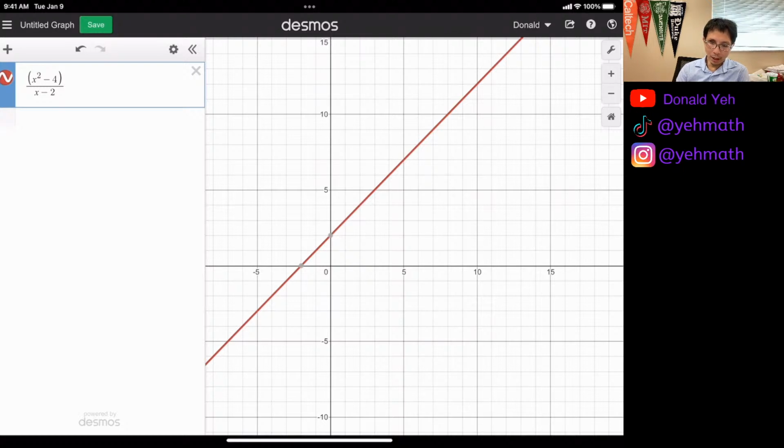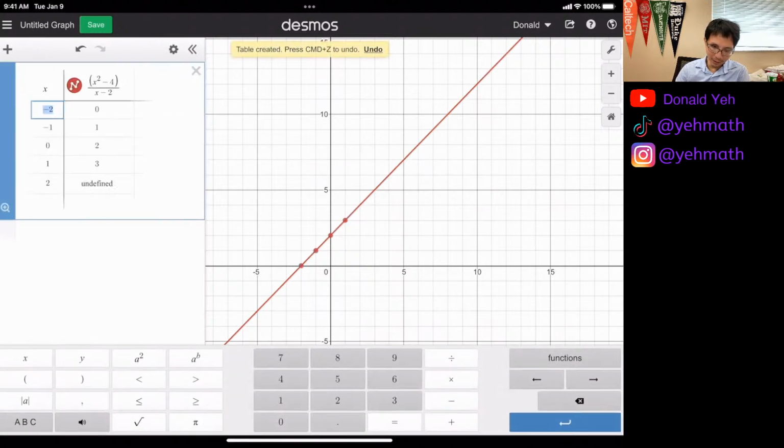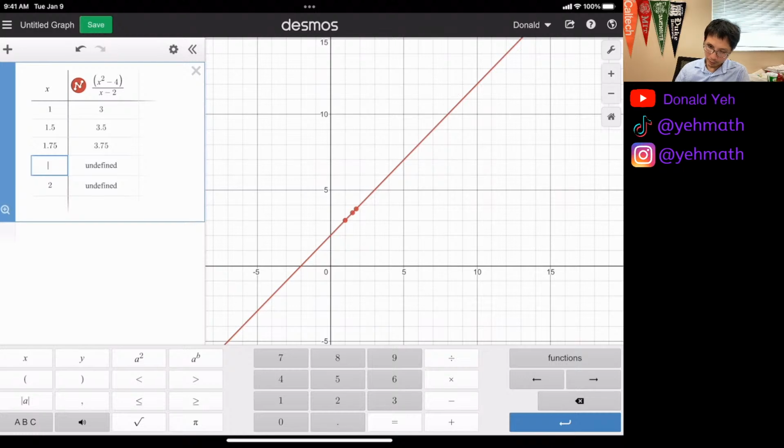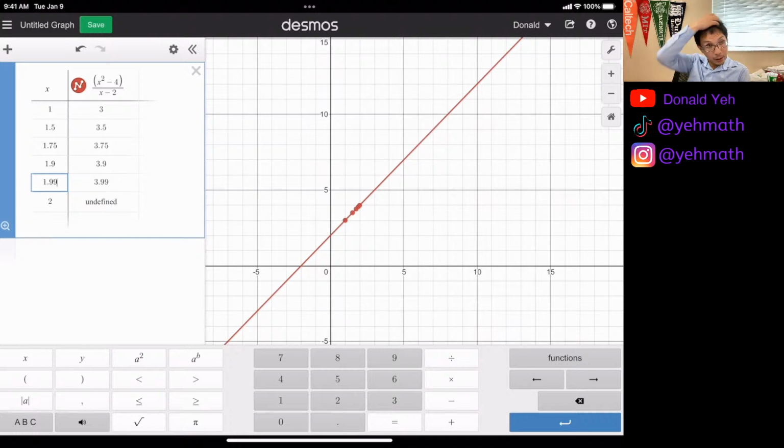Okay, let's talk about why we need to use limits. Why can't I just plug in 2 here? I cannot plug in 2 because it's undefined, so therefore I have to use limits. We know when we plug in 2, we get undefined. So what we're going to do is plug in 1 first, and we get the value 3. We plug in 1.5, we get 3.5. We plug in 1.75, we get 3.75. We plug in 1.9, that's going to be 3.9. And then 1.99 gives 3.99.